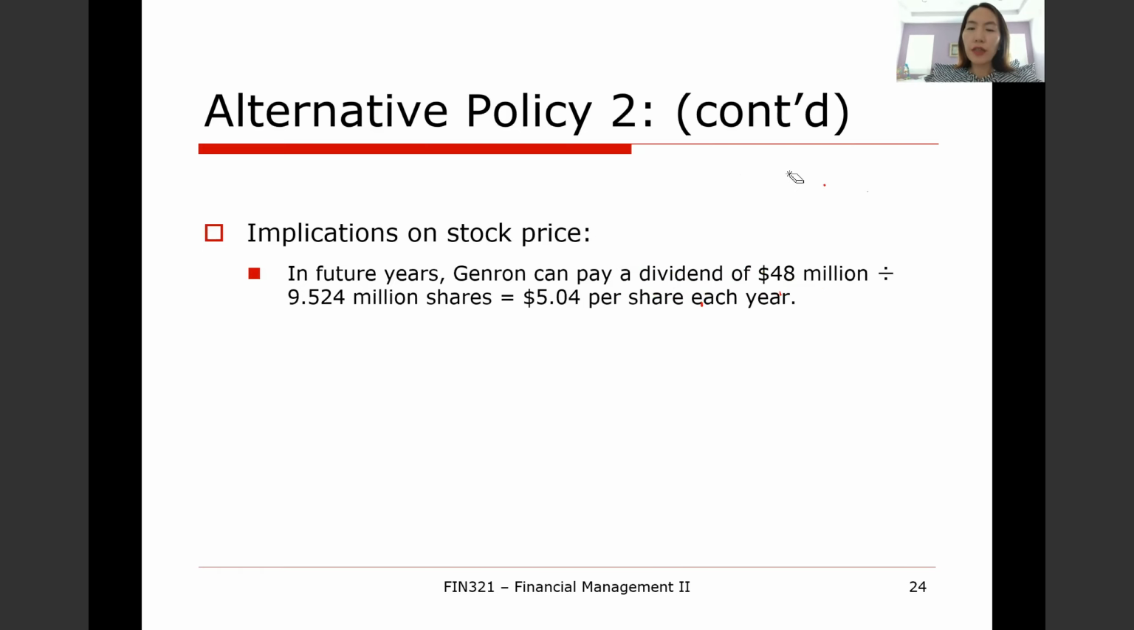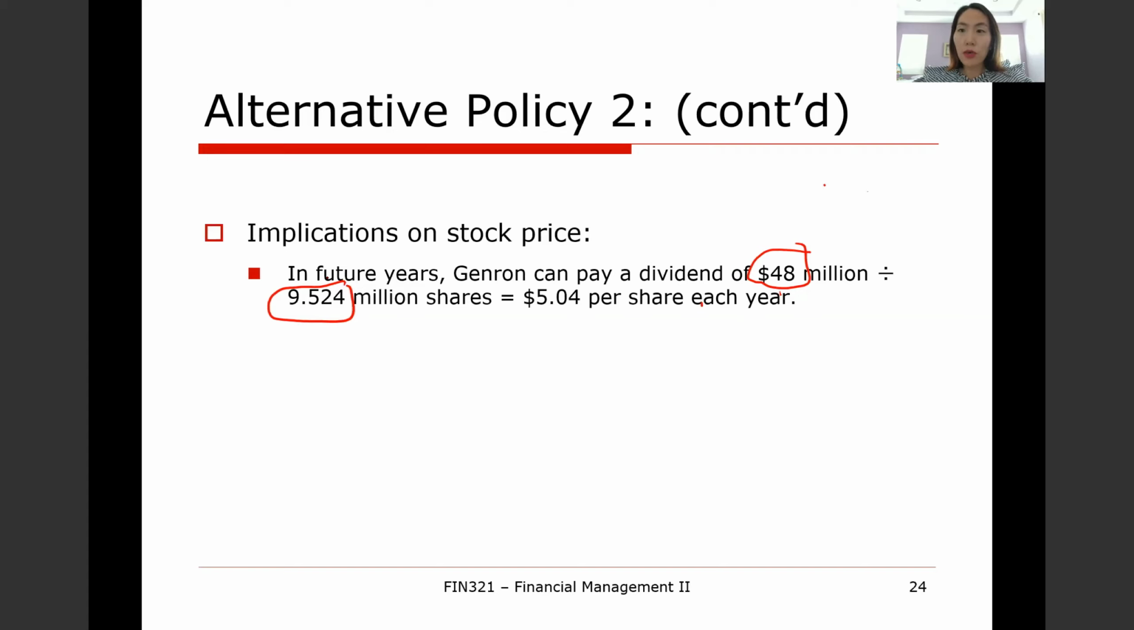The company will keep generating the same $48 million free cash flows. But now, after the repurchase transactions, the firm has only 9.524 million shares outstanding instead of 10 million shares outstanding before. So the same amount of free cash flows will be distributed over a smaller number of shares now, so that each shareholder will receive a larger slice of the pie. So that's the trick. Now let's compute the stock price.